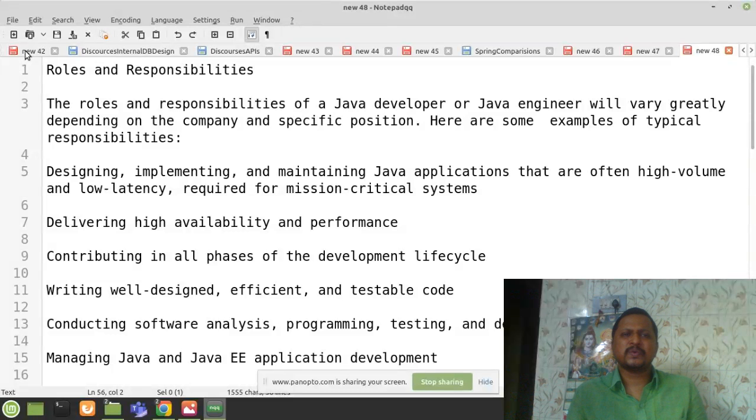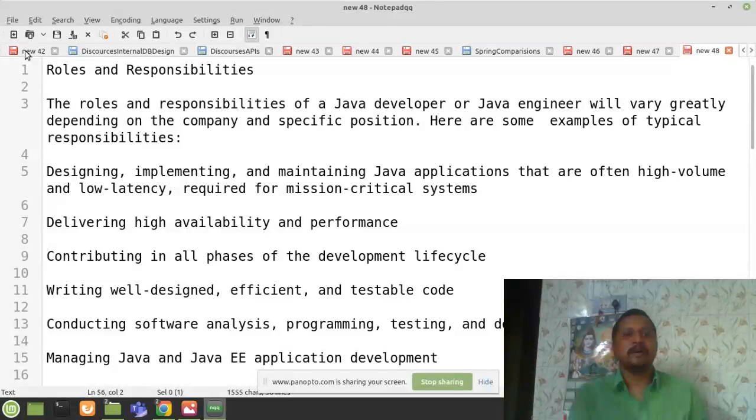The first role and responsibility of a Java developer is designing, implementing and maintaining Java applications that are often high volume and low latency, required for mission critical systems. That means for any Java application, if you want to fulfill the requirement, a Java developer should have the responsibility to understand the design, implementation and to maintain the application.